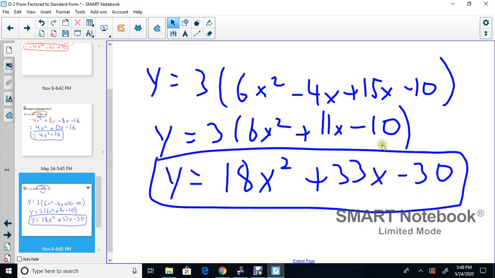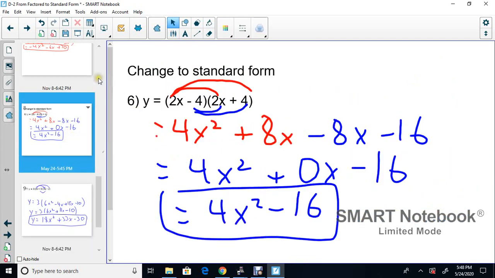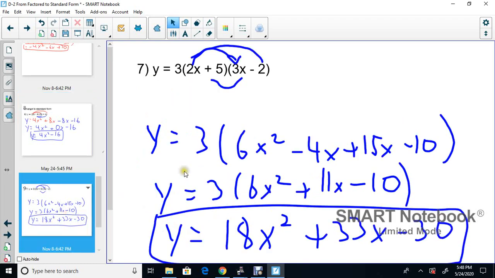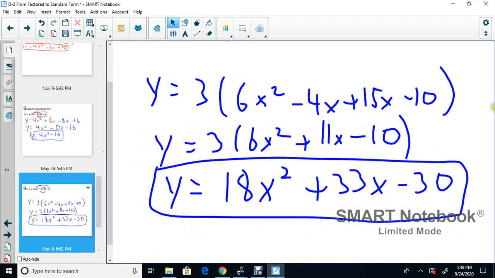Okay, there's the final y equals. Well, I forgot. Let's just go back one here. See, this is y. When it's y equals, you should put y equals in the front. So my final answer should be y equals 4x squared minus 16, because we're just changing it to standard form by multiplying. Similarly here, we want y equals, and now this looks like standard form.